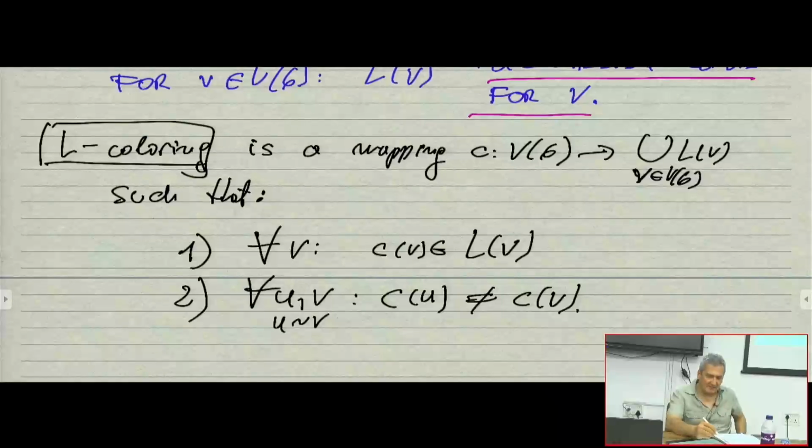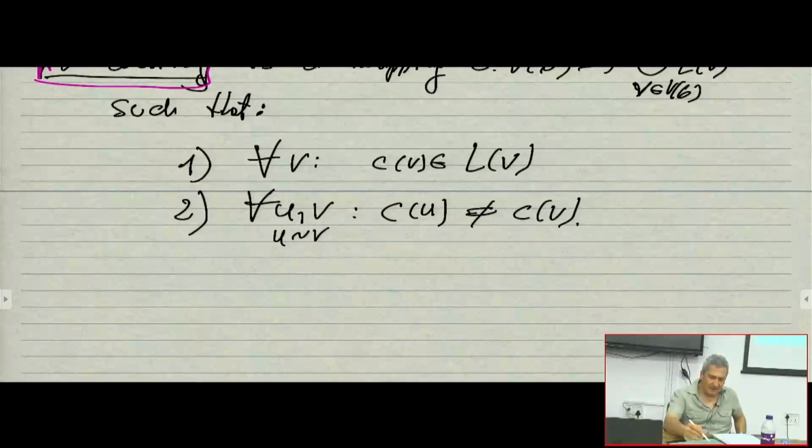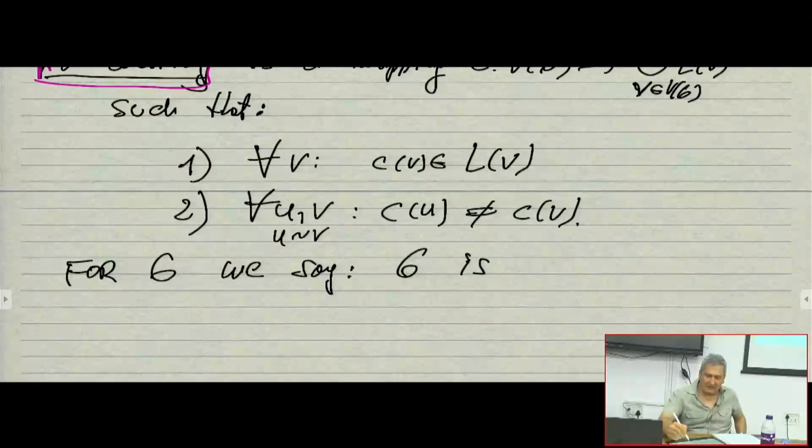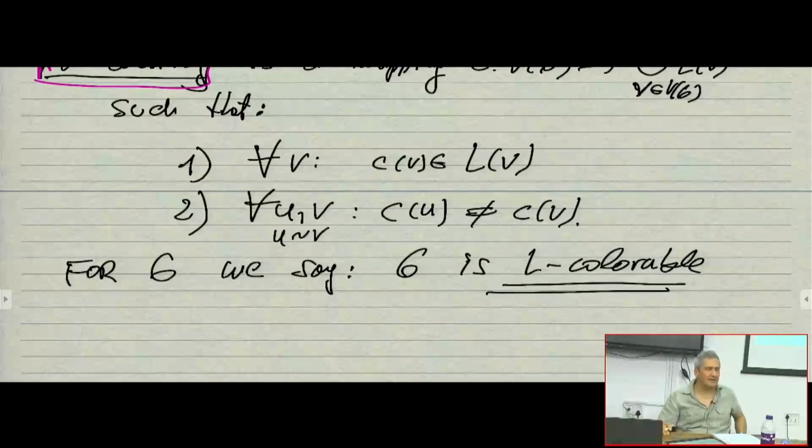So we define this term. Then we say that C is a list coloring of G. And for G, we say G is L colorable in that case. So if we say a graph is L colorable, that means for some particular L function that assigns to every vertex a list of colors, we can choose such a coloring. L coloring, yeah.